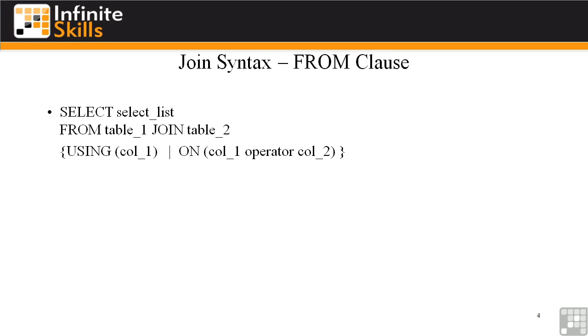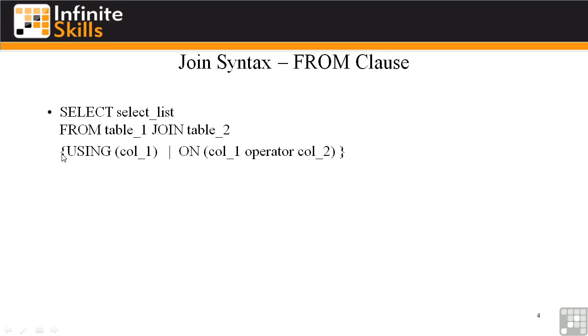This is the very basic join syntax in the from clause. We have our standard thing. We have the select, the select list, the columns we want to see, from, and now we're starting to use more than one table. We have table 1, the keyword join, and then the second table. This is a simple case where we're just joining 2 tables together.